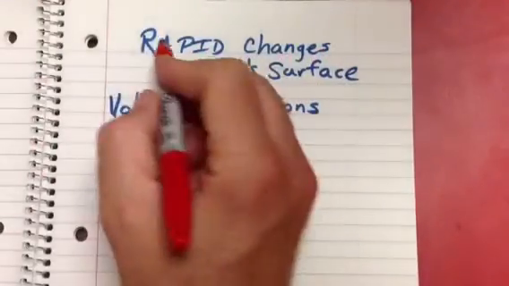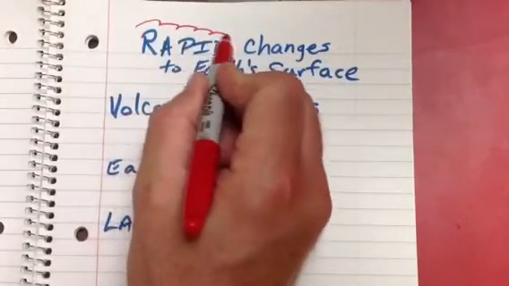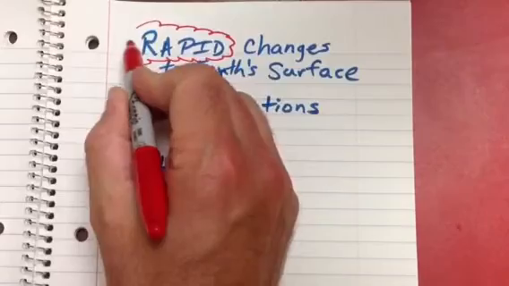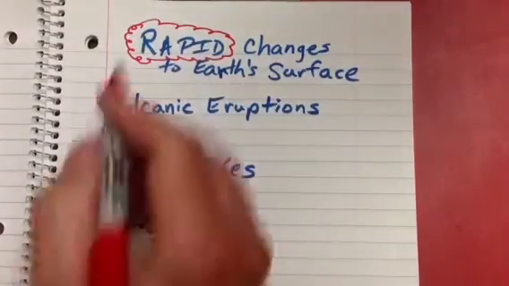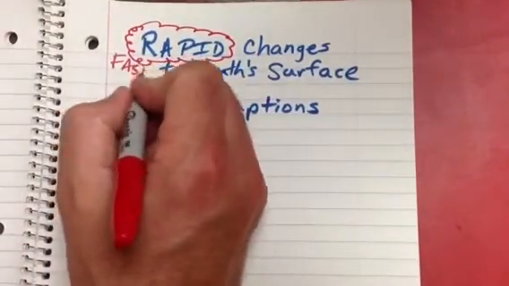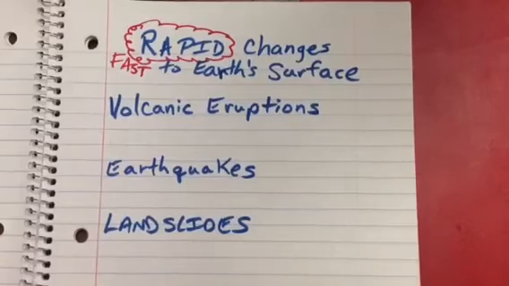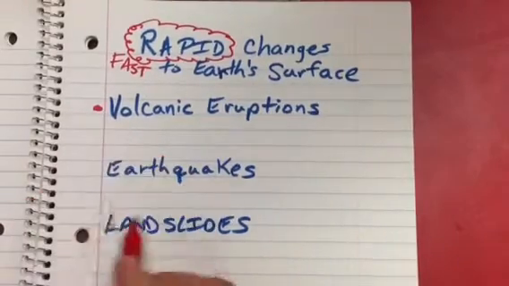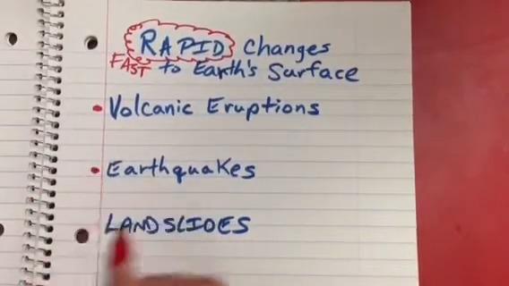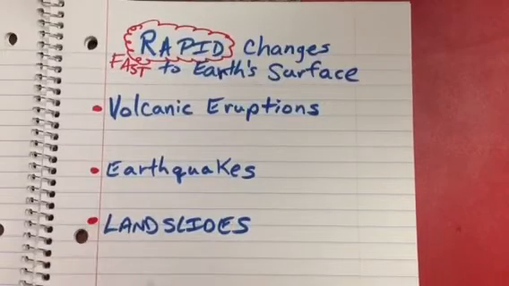Rapid changes to Earth's surface. Rapid means it happens very quickly. It's a fast change to the surface of the Earth. We have 3 main things that cause fast changes. It's either a volcanic eruption, an earthquake, or landslides.